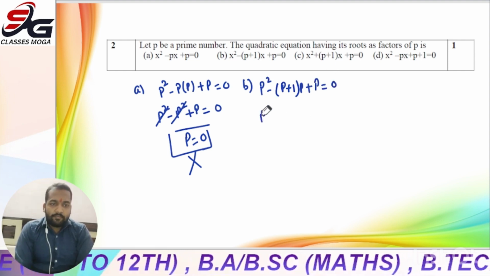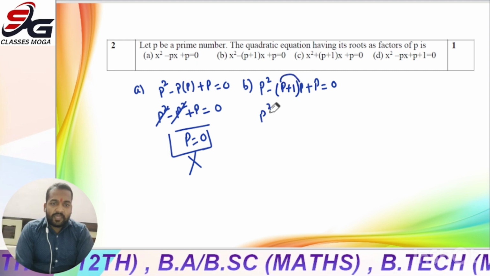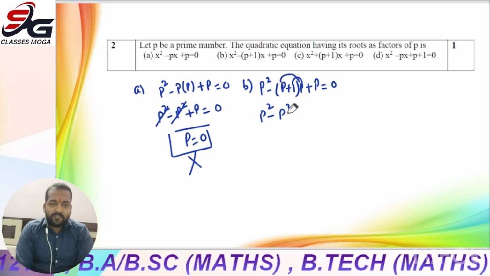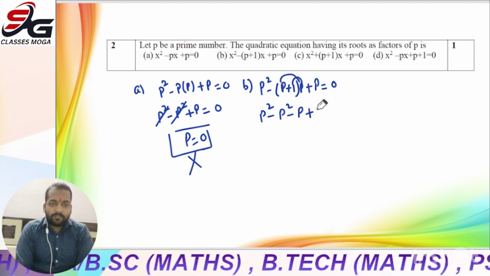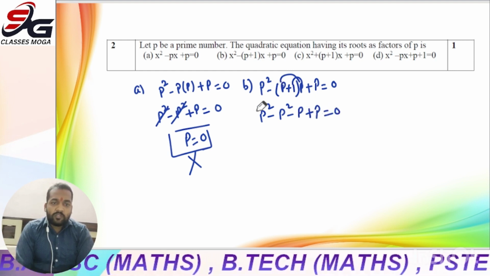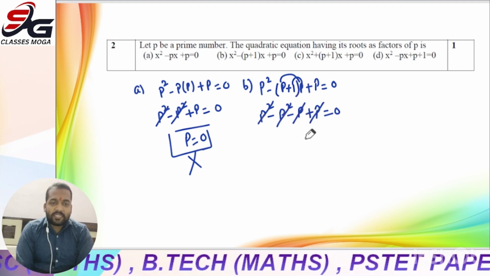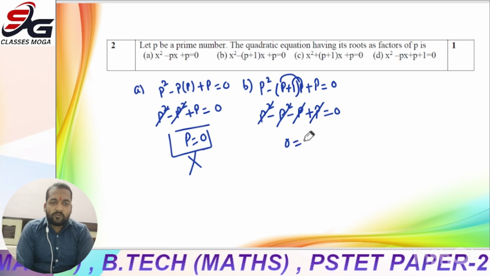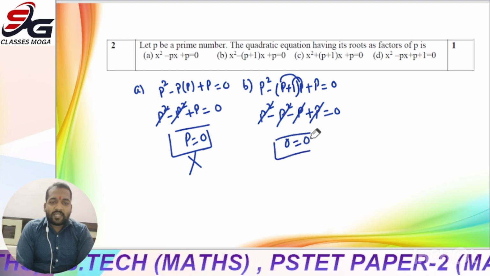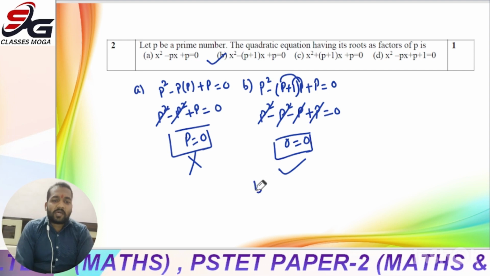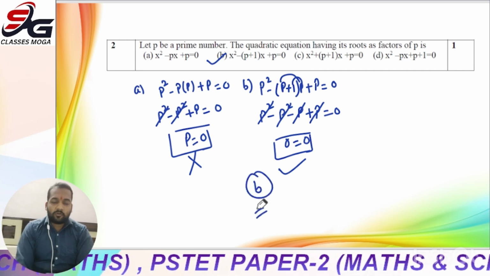Now multiply: it is P into P square, and 1 into P, that is P with negative sign, plus P is equal to 0. Now this P square cancels out with this P square and P cancels out with this P. So 0 is equal to 0. So both the sides are equal. So yes, this is the correct option. So option B is the correct answer of this question.